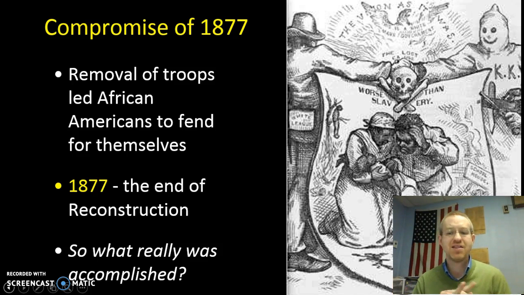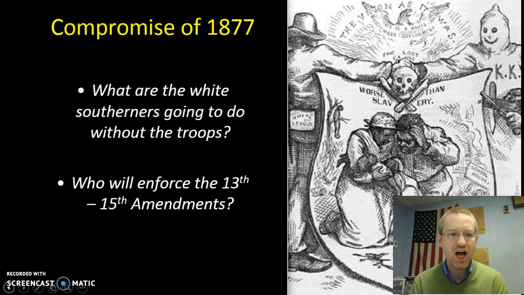So because of this deal, we call 1877 the end of Reconstruction. The Compromise of 1877 effectively ends Reconstruction in the South. We say the South is now back in the Union, and the South can do whatever it wants to do. So what was accomplished with Reconstruction? Not a whole lot. Think about this. Without troops, what are white Southerners going to do to the black people in the South? I'll give you a hint.